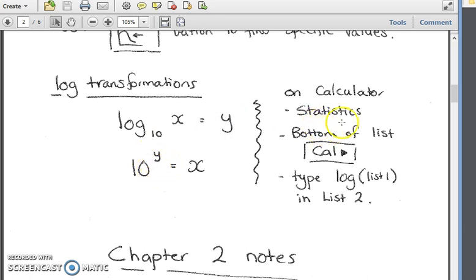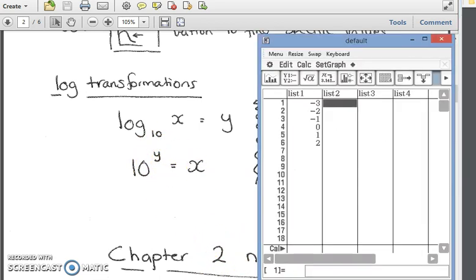Or the other way that you can do it is to use the statistics on your calculator, and you can use the bottom calc section and do 10 to the power of list 1. I'll show you how you can do that here. In statistics, we've got all our values here, which are on a log scale. We go down the bottom and enter 10 to the power of list 1. The reason we're using 10 to the power is because all our list 1 values are that y value, and we're trying to find our original x value for the x-axis.